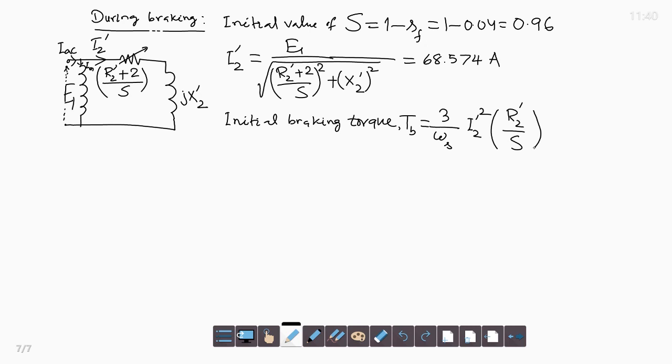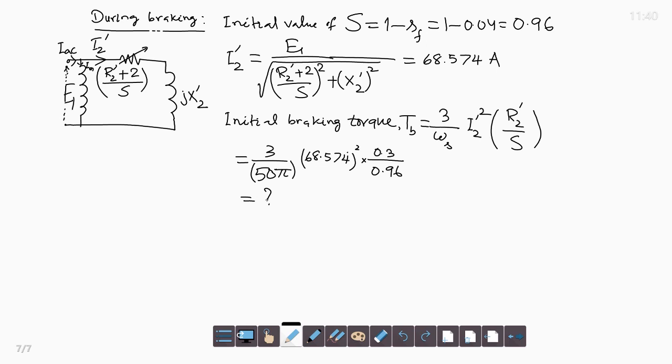So, here I2 dash is determined. So, 3 by omega s, omega s is 50 pi, I2 dash is 68.574 square, and R2 dash is 0.3 by S, which is 0.96. So, you can determine the initial value of torque.